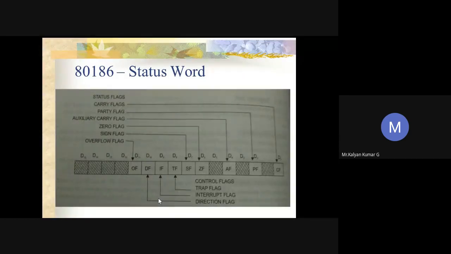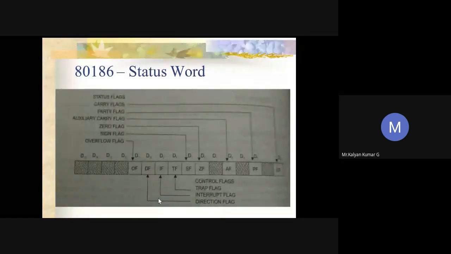The trap flag is for single step. It is used in single step mode. Whenever this flag is set, a single step interrupt occurs after each instruction executes. You can clear the trap flag with the help of a single step interrupt. And the IF, interrupt flag: when this flag is set, maskable interrupts will be enabled, which will cause your CPU to transfer control to the interrupt vector specified location. For that purpose, we go for IF. And the last one is your direction flag.